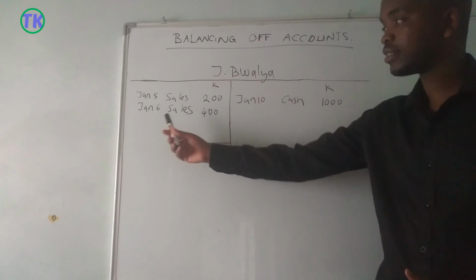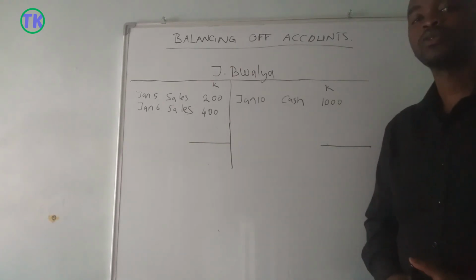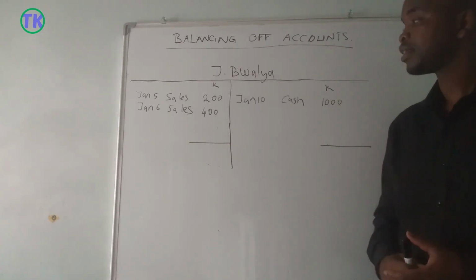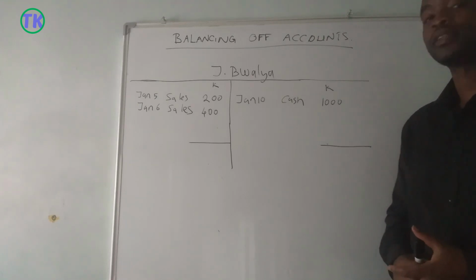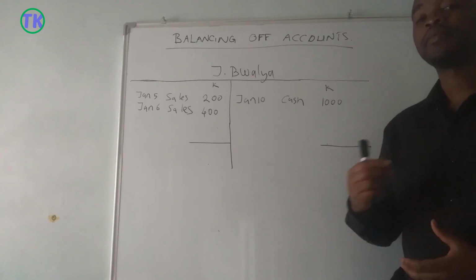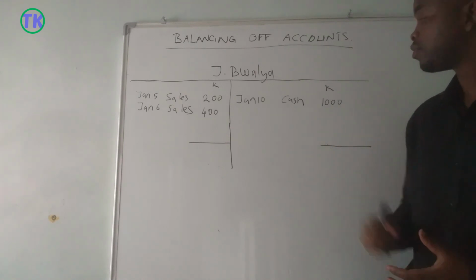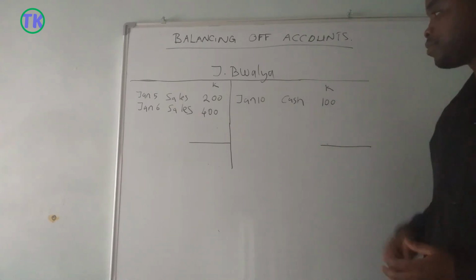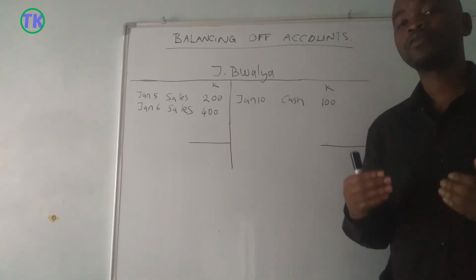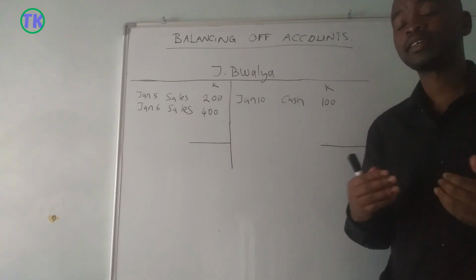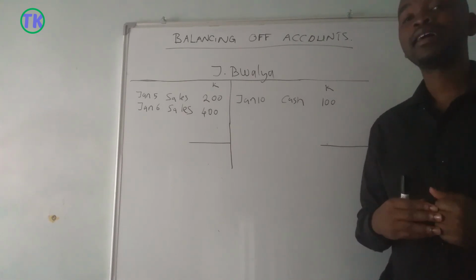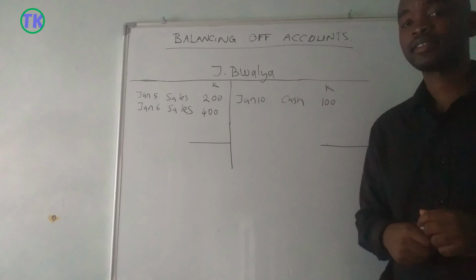And then on January 6th, he bought more goods worth 400. And then on January 10th, he paid part of the money that he owed the business, an amount of 100 kwacha. So to balance off this account, Jebwanya's account, we need to add the totals on both sides.